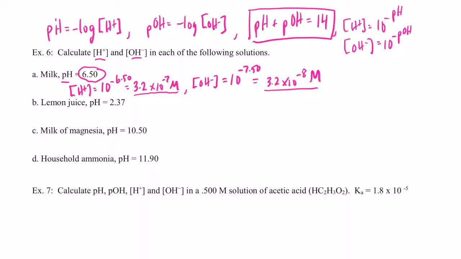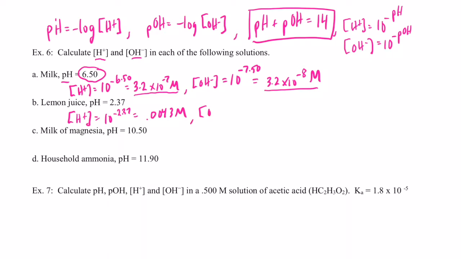All right, welcome back. So lemon juice has a pH of 2.37. Well, we know that's pretty acidic, don't we? So let's figure out the hydrogen ion concentration. That's 10 to the negative 2.37. So 10 caret key negative 2.37. Did you guys get 0.0043 moles per liter, or 4.3 times 10 to the negative 3rd?